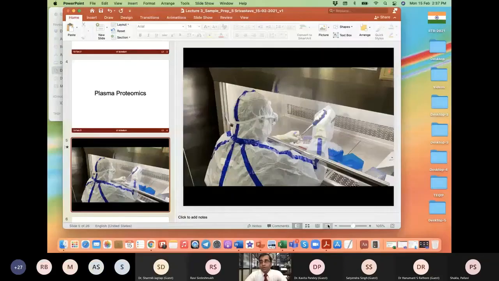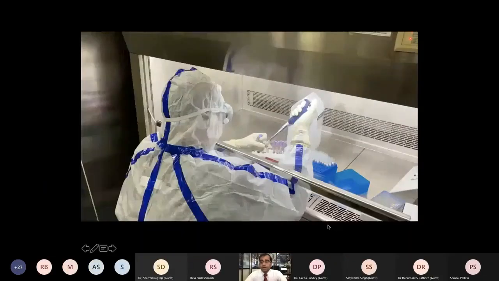So I'll continue with plasma proteomics, and what I'm going to do now is show you briefly some of the steps performed in the plasma proteomics sample preparation.